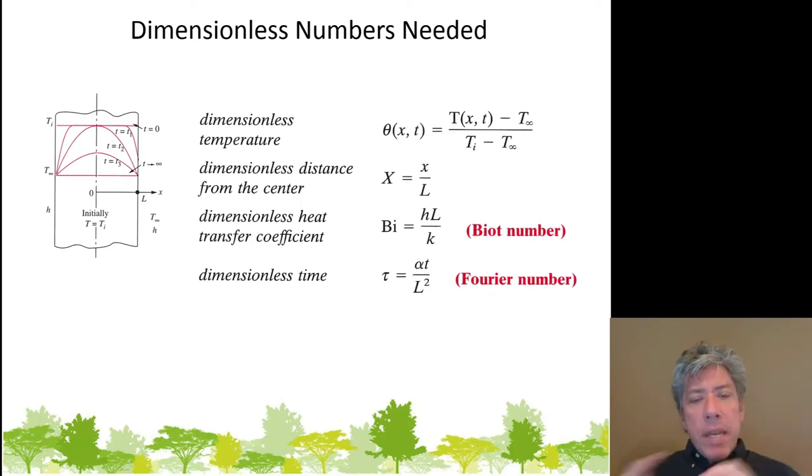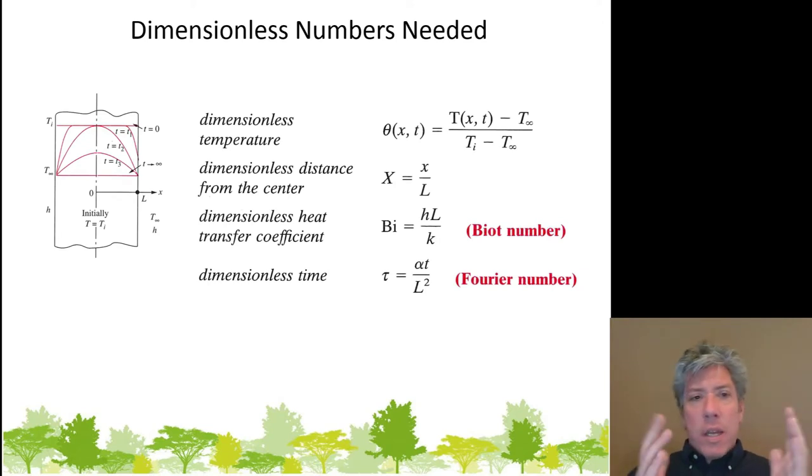Now, the Biot number really is a dimensionless heat transfer coefficient. That's really what it is. And so it's hL over k. Now, in this case, understand that we're going to define what length we want to use. And the one that's floating around that makes the most sense is the half thickness of the wall, L. Since we've already used that, we'll define the Biot number based on that.